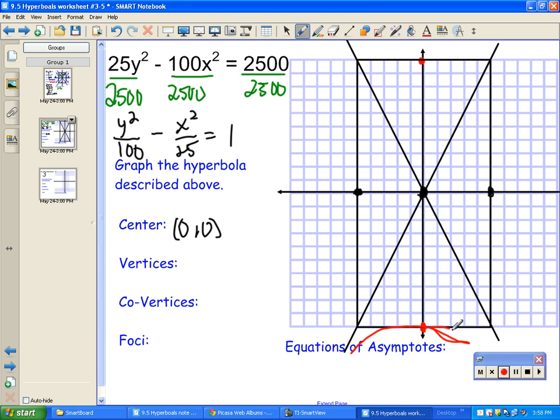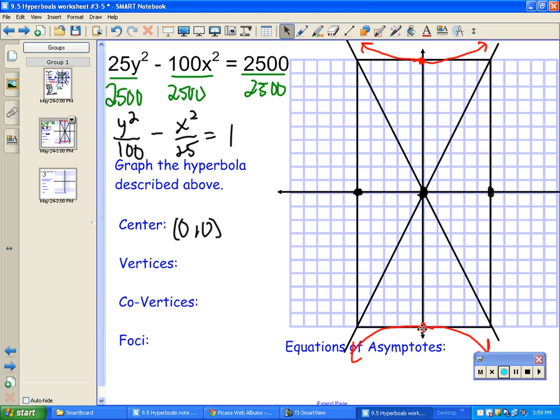And it's going to look something like that. Okay. So, we have our hyperbola drawn. You know, it's probably not perfect, but we at least know it opens up and down.